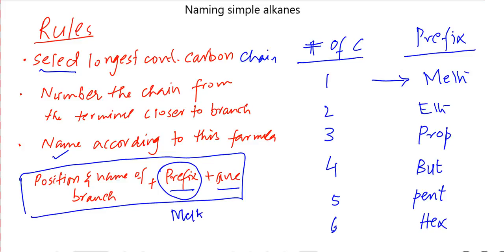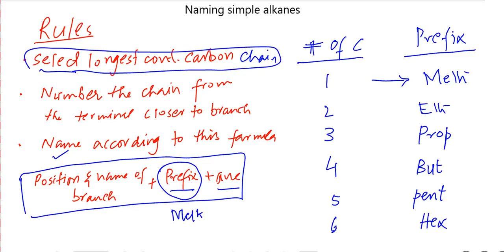And similarly, if the number of carbon is 2 in the longest continuous carbon chain you have selected, then the prefix is ETH. And if 3 it is prop, 4 is but, 5 is pent, and 6 is hex. It's very important for you to know these prefixes. If you don't know, take 2 minutes and memorize this simple list from 1 to 6.